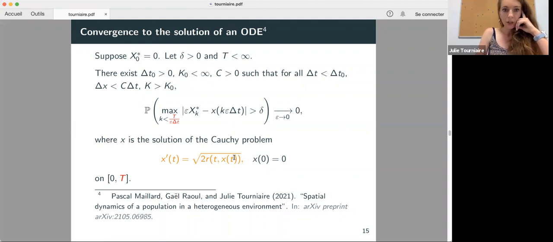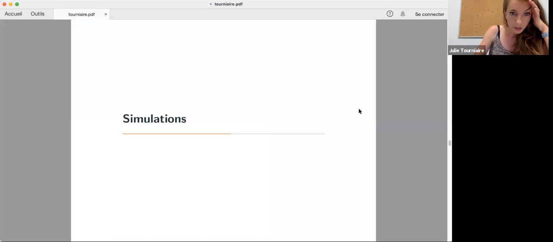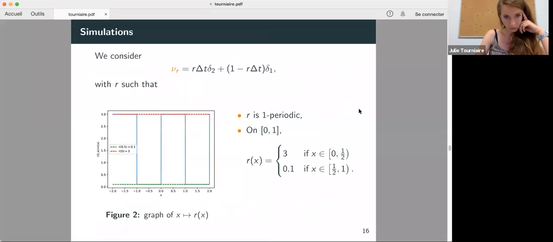Remark that the ODE evolves on the time scale of order 1, while the rescaled position evolves on the time scale of order 1 over epsilon. So now let me show some simulations to illustrate these two double limits.